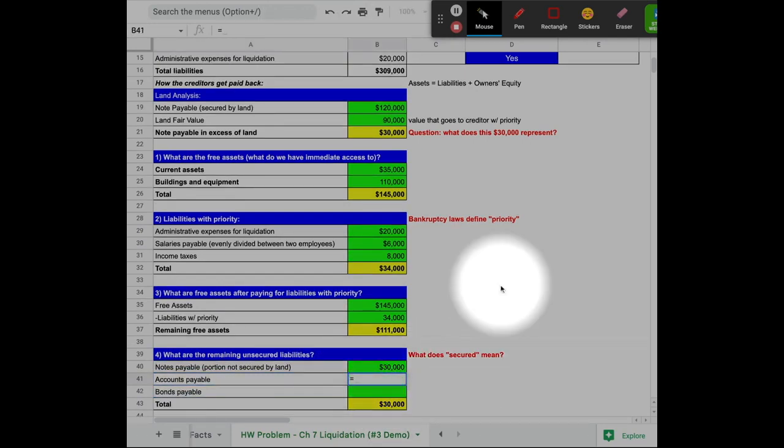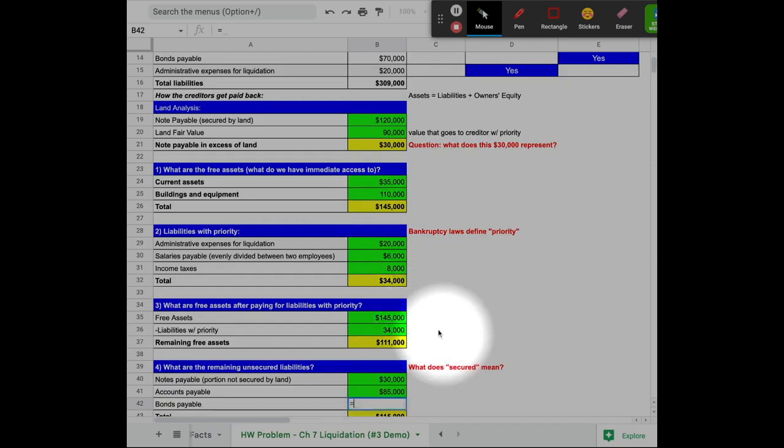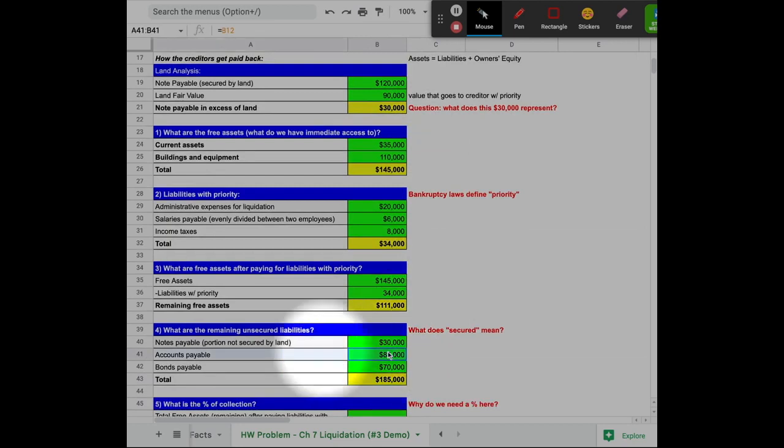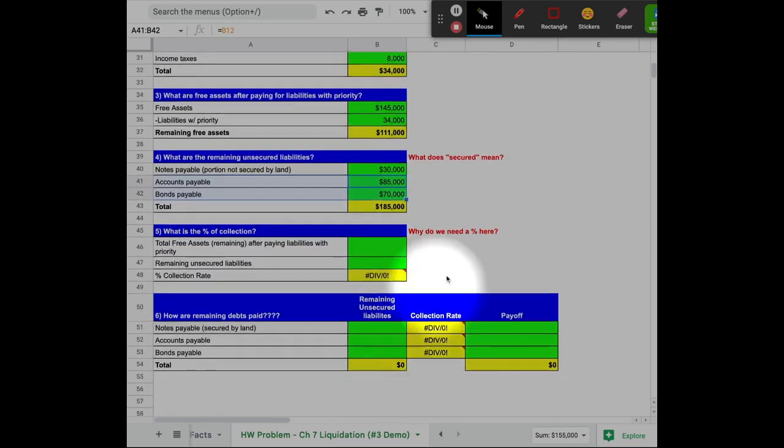Okay, accounts payable. Let's see how much I've got. $85,000 of accounts payable. And then I have the bond payable. Again, accounts payable and bond payable, these are not secured. And that's the risk that a creditor takes when you don't have a security. And that word security, by the way, collateral is like a security blanket for the creditor. It's something that keeps the creditor safe in the event of something like this, a liquidation bankruptcy.